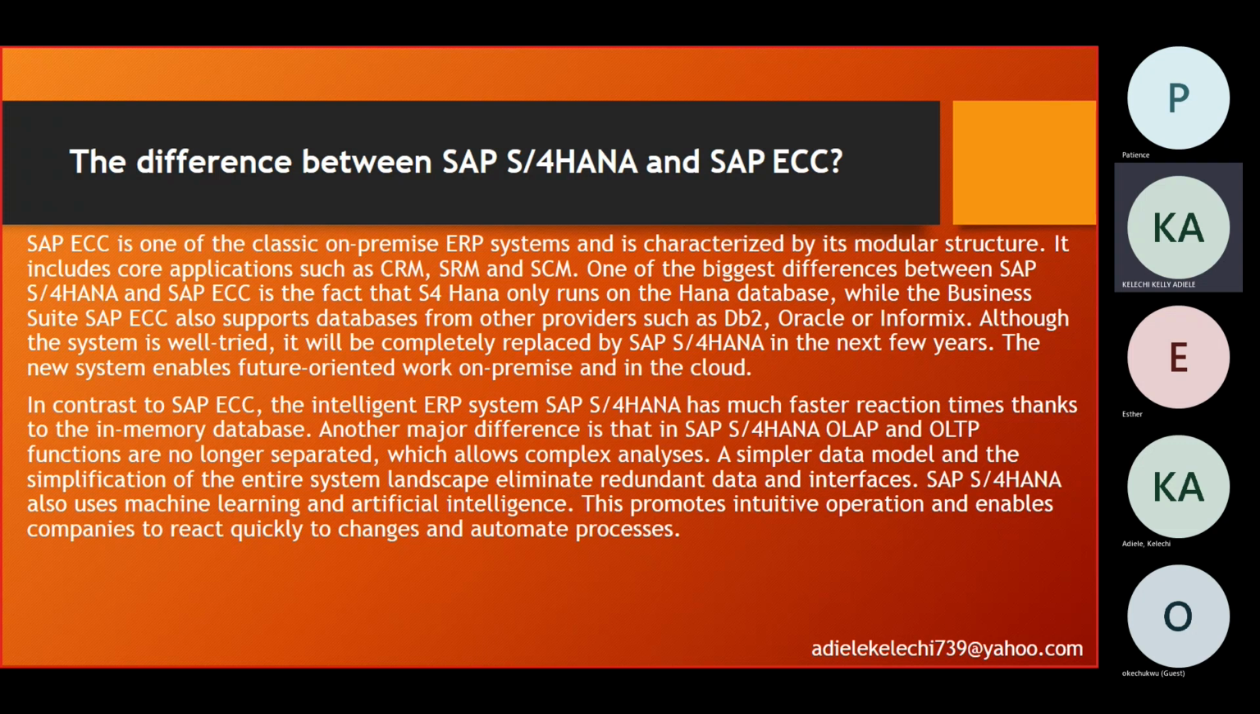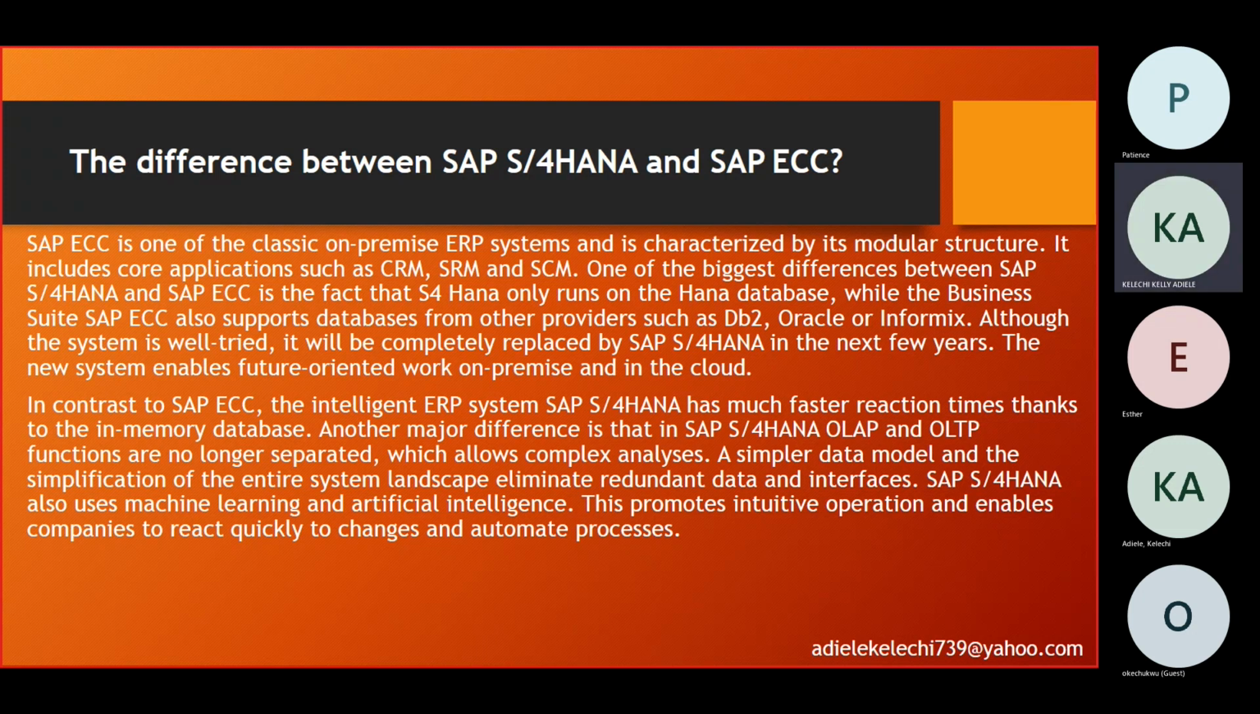ECC runs on databases like Oracle, Informix, DB2. SAP S/4HANA runs on the HANA database. ECC cannot run on HANA. S4 only runs on the HANA database. No other application can run on the HANA database, while ECC runs on platforms and databases like Oracle, Informix, and the rest of them.